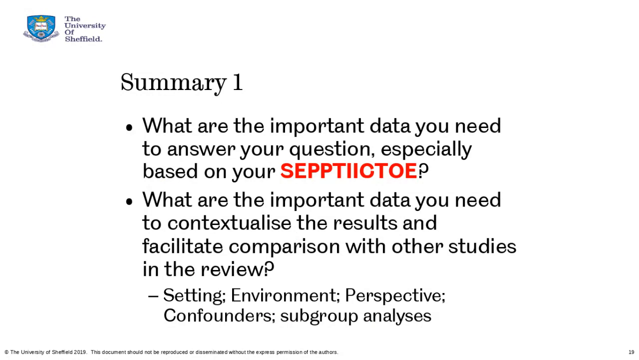So in summary, you need to consider what are the important data that you need to answer your question based on the SPICE framework that accommodates mixed method aspects. We need to think of the important data that we need to contextualize the results, so operating, as we said, across both the quantitative and the qualitative arm. And this would include considerations of the direct setting in which care is delivered, the environment, the broader regulatory or political or legislative environment, aspects of perspective as well, and any subgroup analyses that can run both through the quantitative and qualitative aspects of the review.